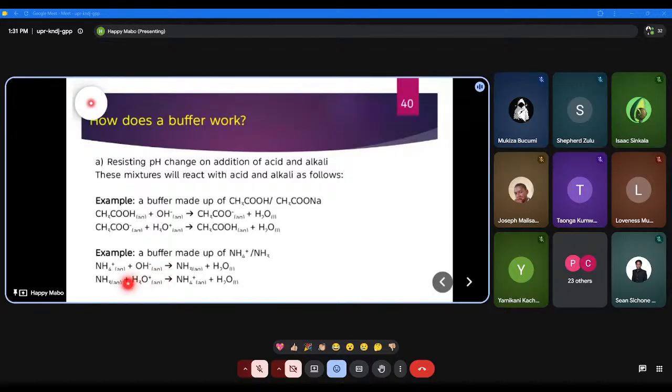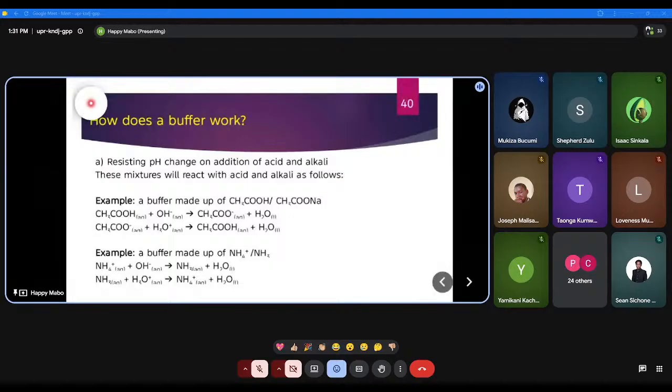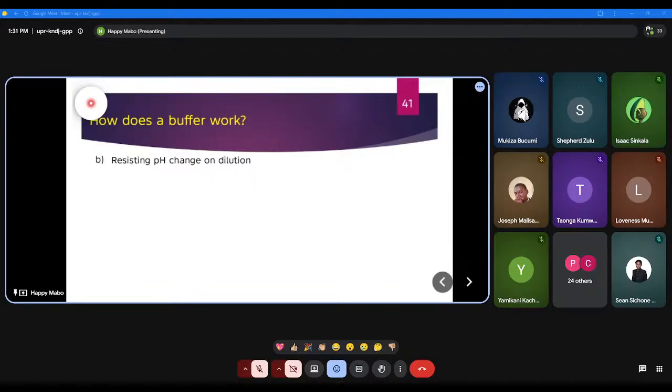If we bring in an acid, hydrogen ions from the hydronium ions will be surrendered to the ammonia molecules to form ammonium ions and molecules of water. So like I said, you need to be able to write these equations to try and explain how buffers manage to resist changes in pH. Okay.